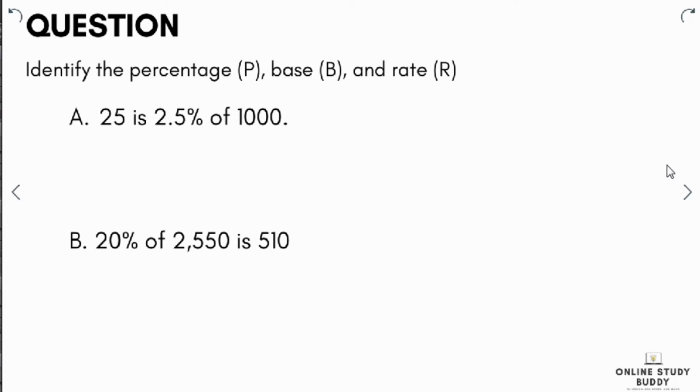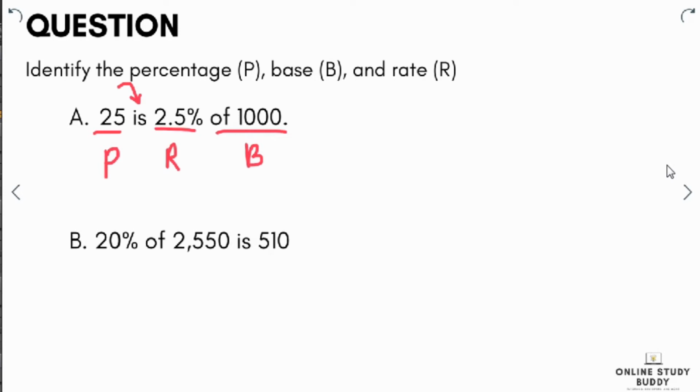So if you remember, the percentage is associated with the word is, and yung base associated with the word of. Lastly, yung rate, siya yung may percent sign. So for this item, 25 is associated with the word is, therefore 25 is our percentage. Yung 2.5% is our rate, and yung 1,000 is our base. Remember na yung base, yun yung whole na pinag-uusapan sa problem.